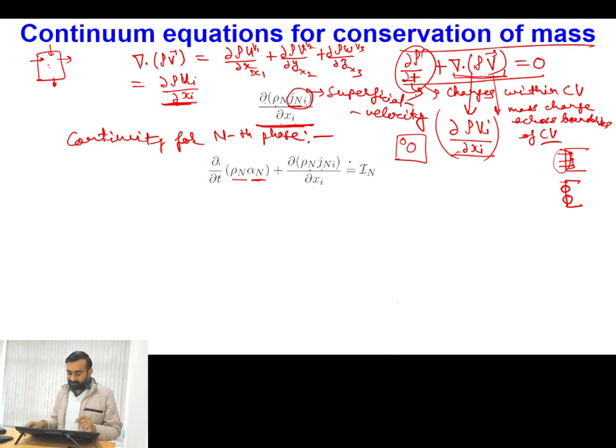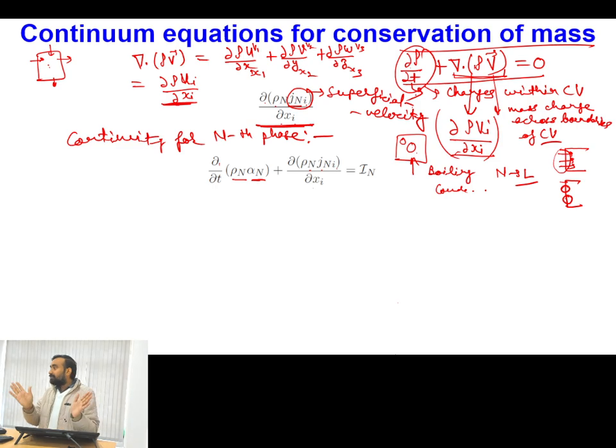Now one important point is, within the control volume, I can have some phenomena like boiling. If boiling is happening and my nth phase is liquid, then what will be happening? The mass of liquid will be decreasing within the control volume. If the phenomenon is condensation, then the mass of liquid will be increasing. So it means that in case of single phase flow, there is no change of mass of a particular phase within the control volume. That's why the right hand side was equal to 0.